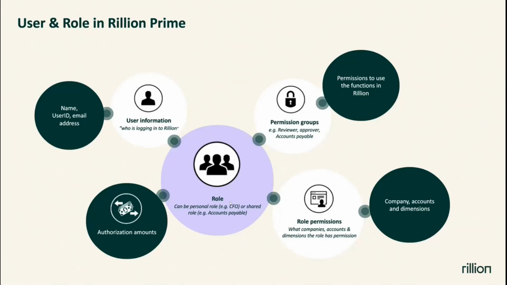And regarding the whole role setup in Rillion Prime, as I mentioned at the beginning, every user must be connected to at least one role. And this also means that every user can have more than one role if needed. And it also means that one role can have several users, so it can be a shared role. For instance, the accounts payable role is very often a role shared by everyone working within the team.